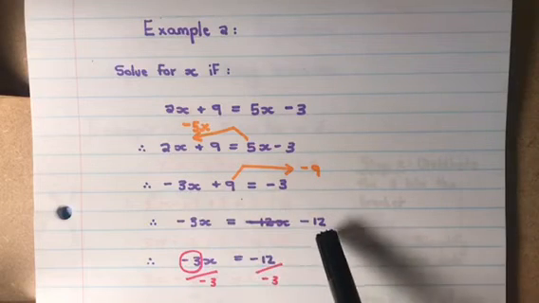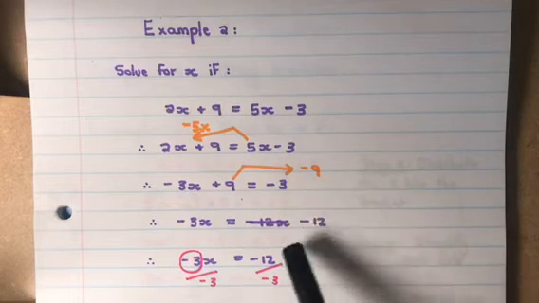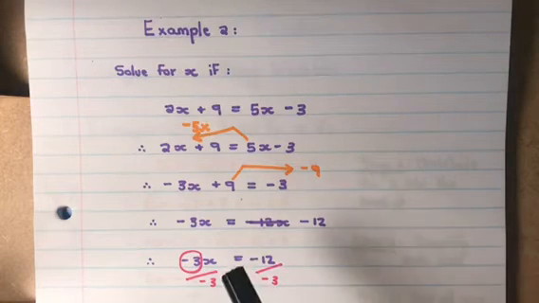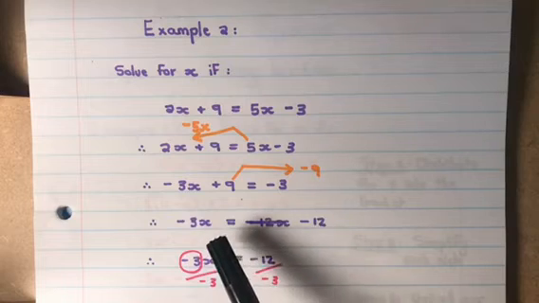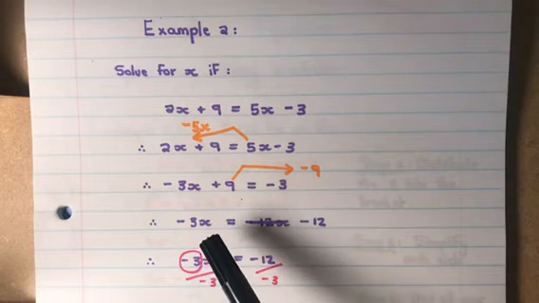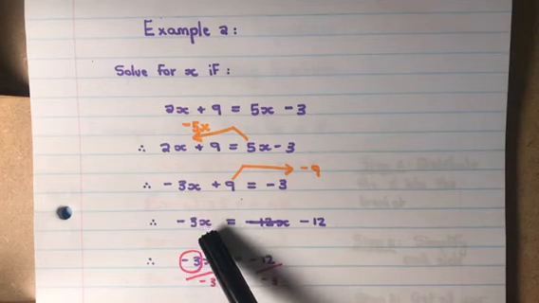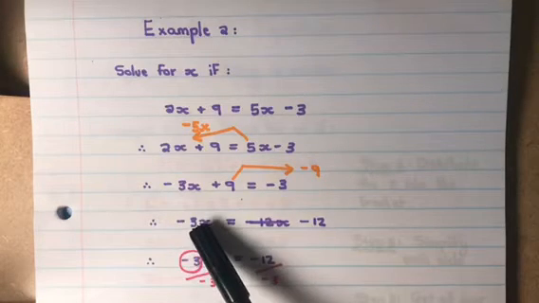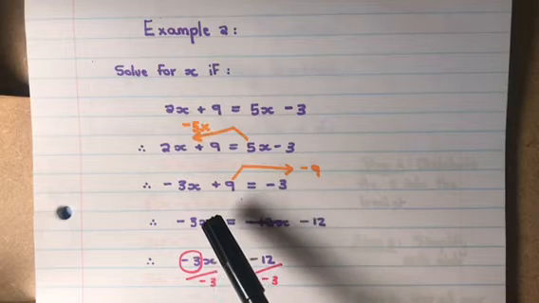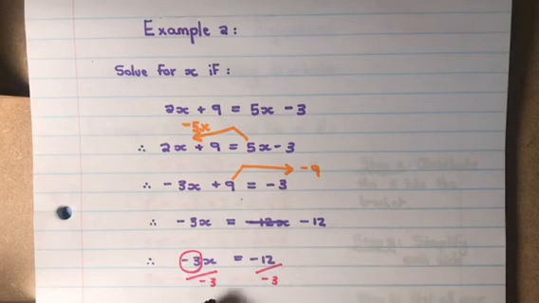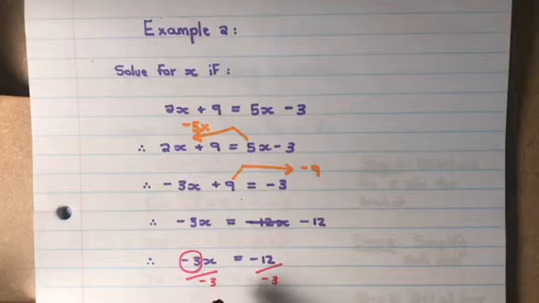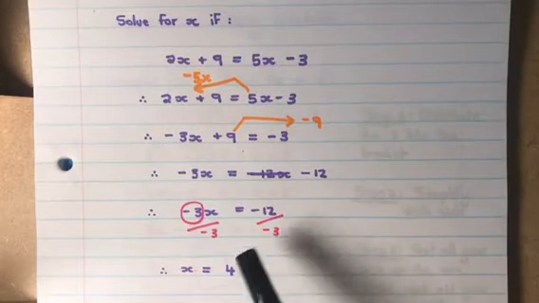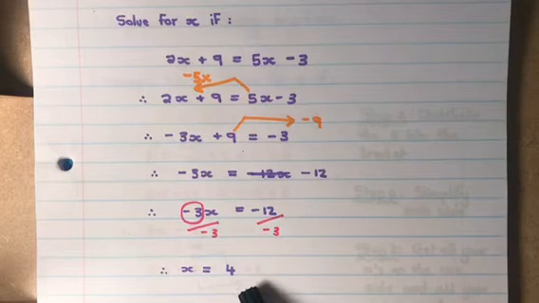Do I have one term on each side? Yes, so I could have just dropped those negatives if I wanted to and say 3x is equal to 12 and then divide by 3. But a quicker way is you just say what is happening to x? It's being multiplied by a negative 3. What is the inverse of multiplying with negative 3? You divide with negative 3. So you divide with negative 3 on the one side, divide with negative 3 on the other side, and then you get x is 4.